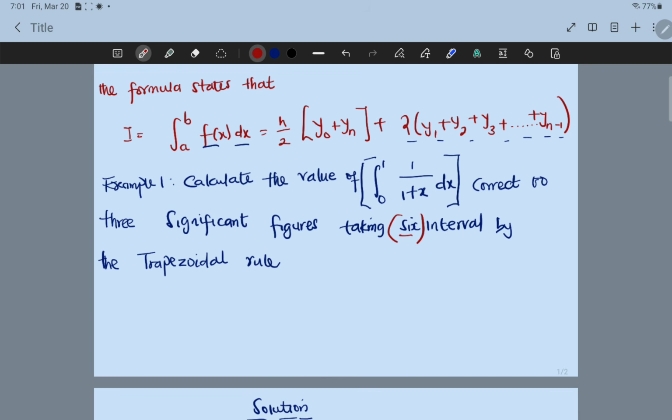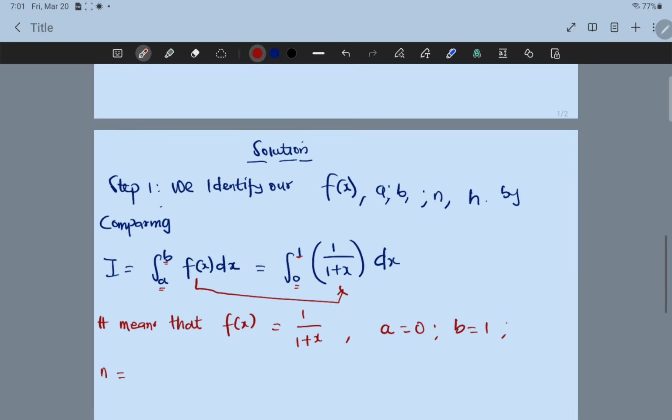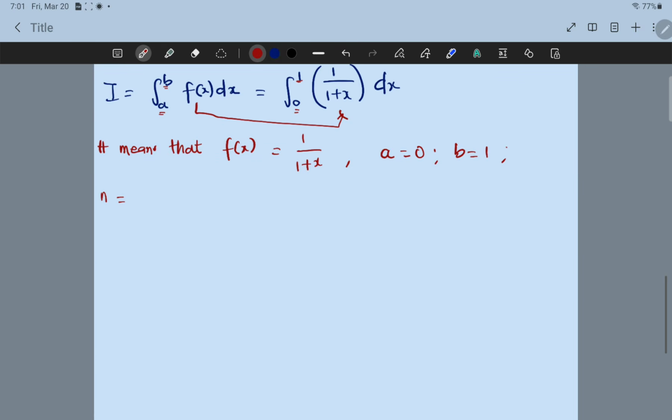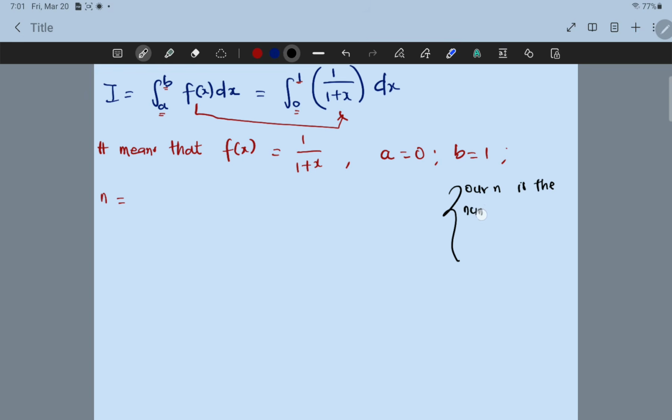So regularly our n is the number of intervals, right? Note that, let's note it there. Our n is the number of intervals, so our n in this case is 6.